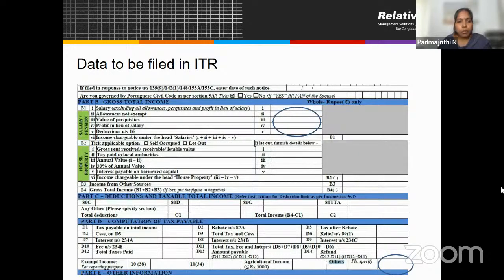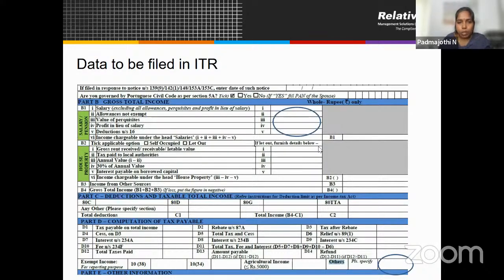Before we go into detail, we just want to know what the individual has to report in their filing. Based on that only, we can check how it helps. If you see here in the gross total income column, the employee has to report all the salaries and allowances which are exempted and non-exempted, along with the details of work visits. So this is the breakup that the individual will file in their returns.